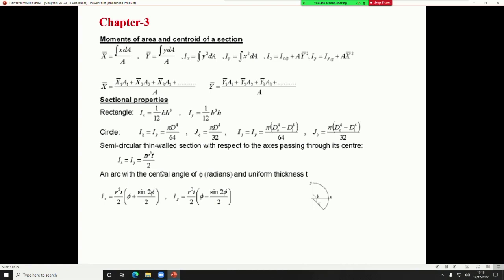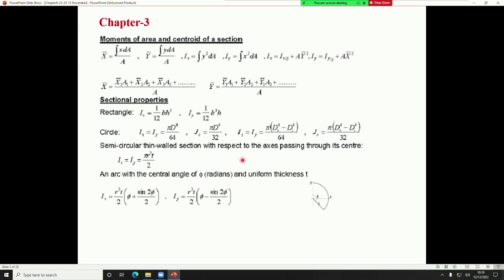So at the moment, I've given you Ix and Iy for half, for a semicircular thin walled section. So if you want it for the full section, you multiply it by 2. So it becomes Ix equal to Iy equal to pi r cubed t. For full circle, this is half of it, so multiply by 2. And J is obviously equal to Ix plus Iy. So you have got 4 times this value, so it makes it 2 pi r cubed t.